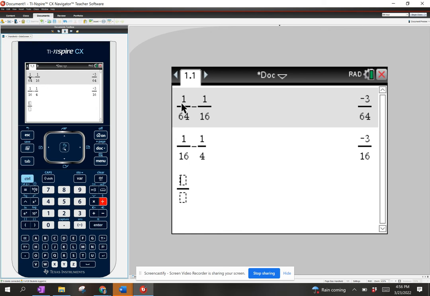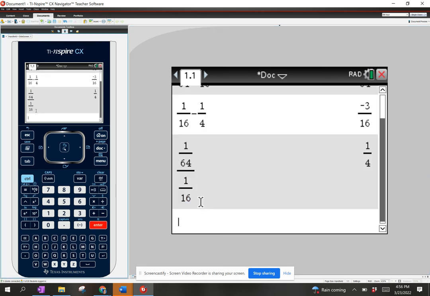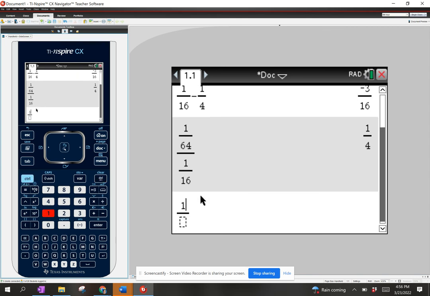Try the common ratio. So then 1 over 64, and then divide by, control divide, 1 over 16. And then you get 1 over 4. And then you keep going. You have to hit control divide first. And then 1 divided by 4.